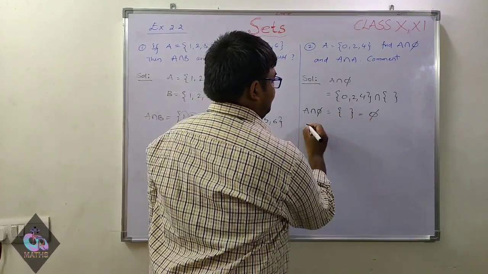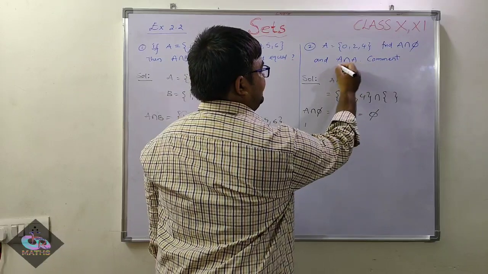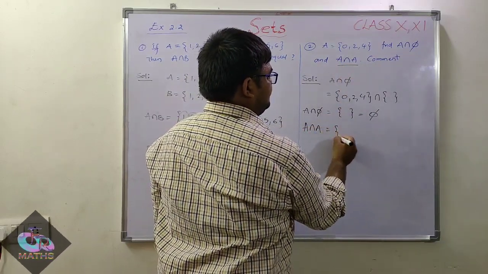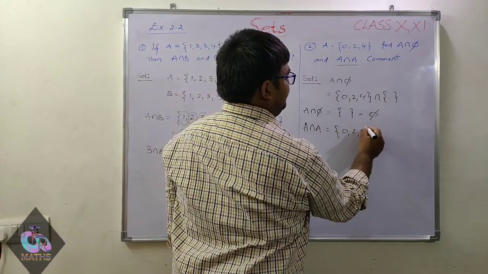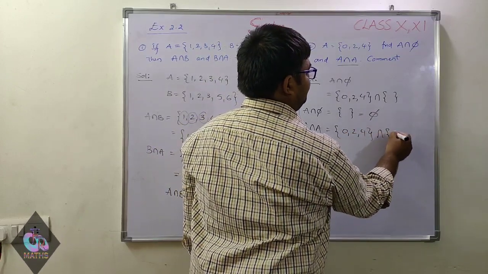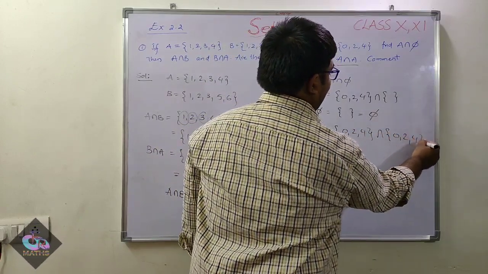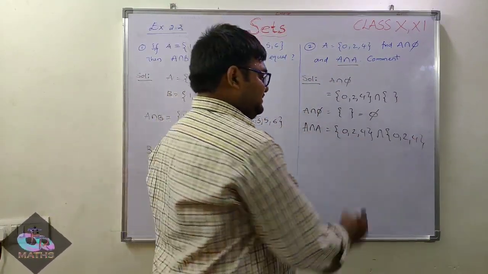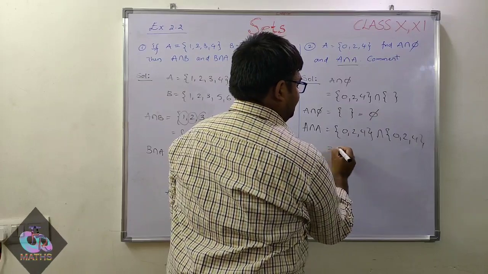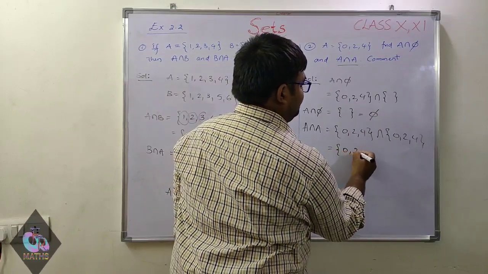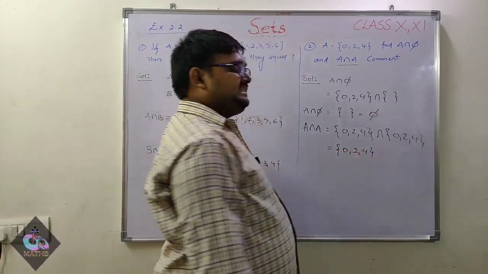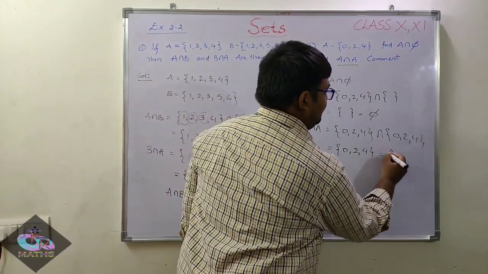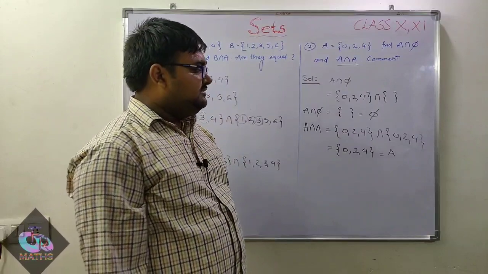Next he is asking A intersection A. If we take A intersection A, what is A here? {0, 2, 4} intersection {0, 2, 4}. Intersection means nothing but the common elements. So in both the sets 0, 2, 4 are common, so we will be writing {0, 2, 4}. So again what did we get here? We got again the same set A.